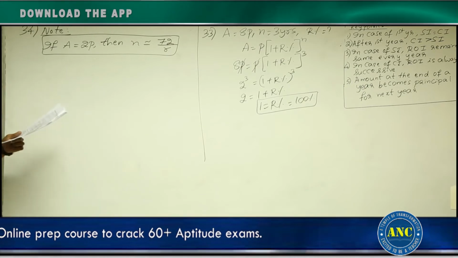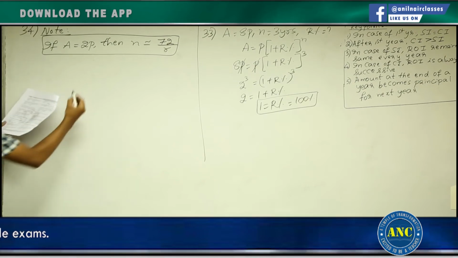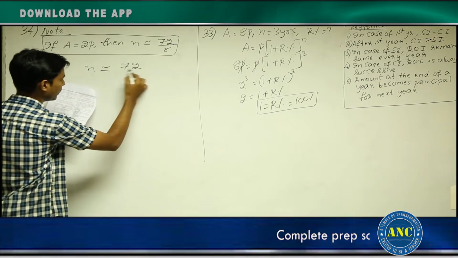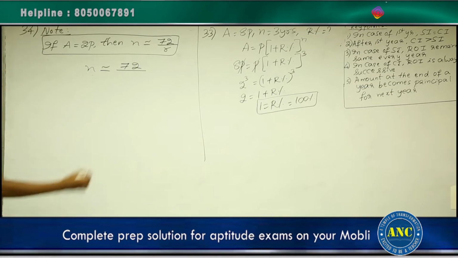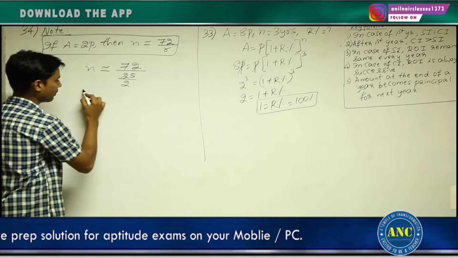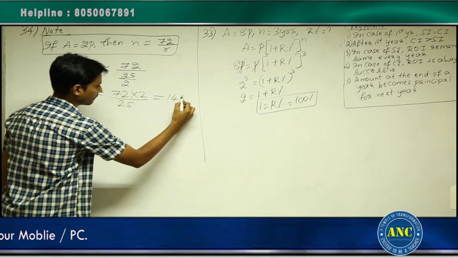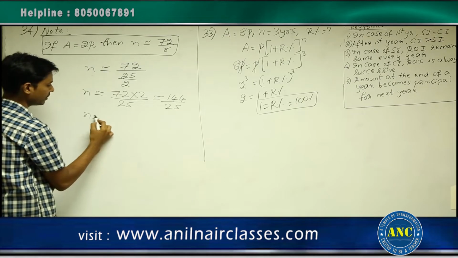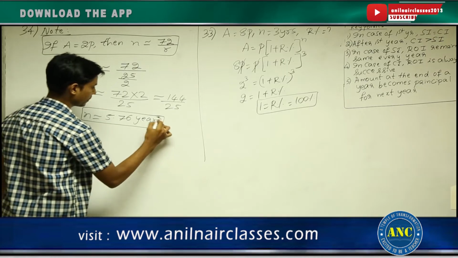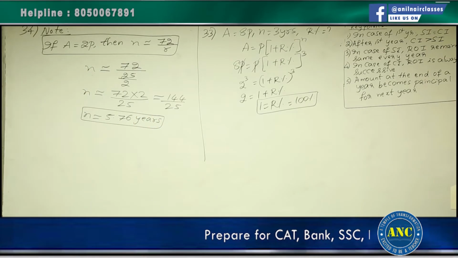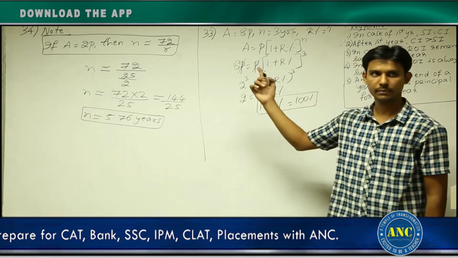In this question also, amount is 2 times the principal. We are discussing the 34th question. So, number of years is approximately 72 divided by r. What is r? R is nothing but 12.5, not in terms of percentage. 12.5 is 25 by 2. So, number of years is approximately 72 into 2 by 25, which is 144 by 25. 144 by 25 is approximately 5.76 years. Understanding? If amount is 2 times the principal, number of years is approximately given by 72 divided by r.